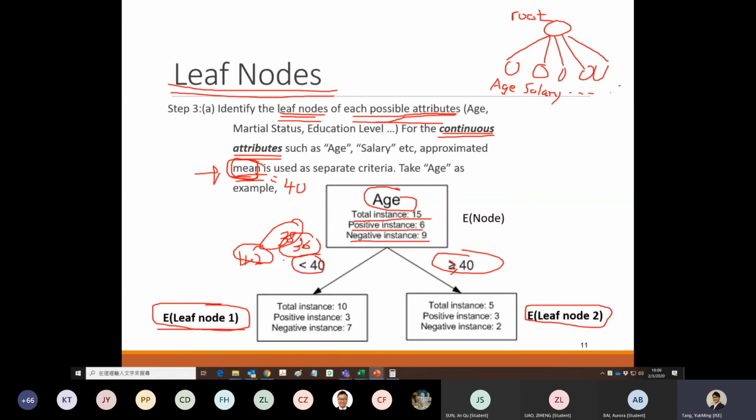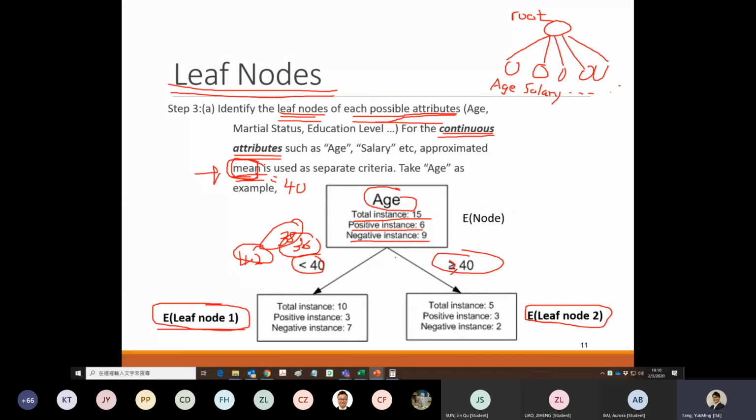If it is already specified and says that you need to use 36 to divide them into two groups, then you must use 36. But in the ID3 algorithm, usually we use the mean value unless it is specified. So based on this 40 years old, we will divide them into two different leaf nodes. Leaf node 1 is smaller than 40, leaf node 2 is larger or equal to 40.